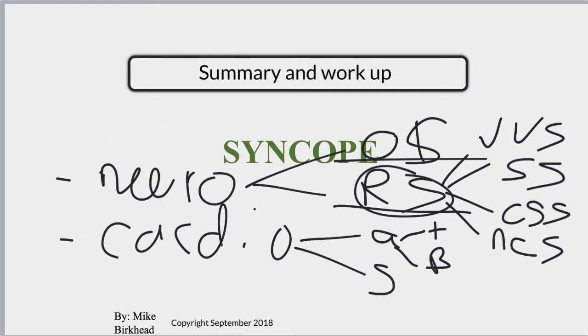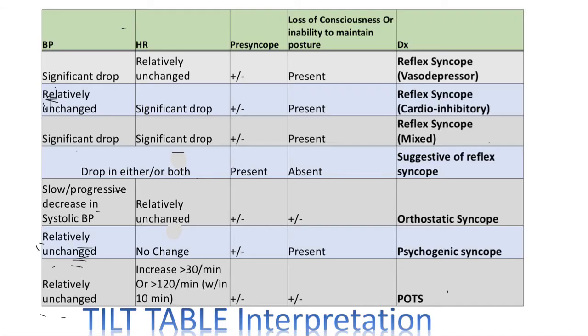Let's go back and talk about the tilt table test first. What we're looking at with the tilt table is, as a person is on the tilt table, is there a change in their blood pressure? Is there a change in their heart rate? Do they have a prodrome? And do they lose consciousness?